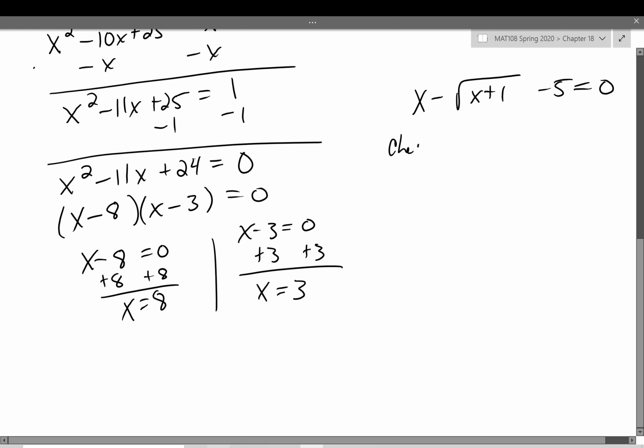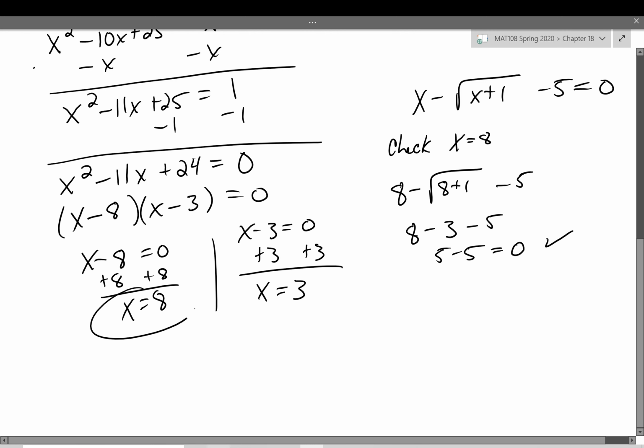So check. x equals 8. Well, that's going to give me 8 minus the square root of 8 plus 1 minus 5. That's going to give me 8 minus 3, because remember, 8 plus 1 is 9. Square root of 9 is 3, so 8 minus 3 minus 5. And when you do this, you get 8 minus 3, which is 5, and 5 minus 5 is 0. So that is a solution, so I circle it. All right?